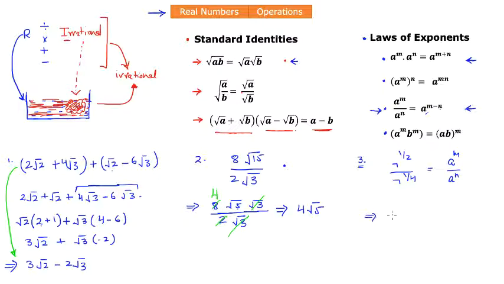That means you can simply say that it is 7 to the power 1/2 minus 1/4, or alternatively you can say that it is 7 to the power 1/4. This is your final answer. So you see that we don't have to memorize anything specific. We just need to know some basic fundamentals.